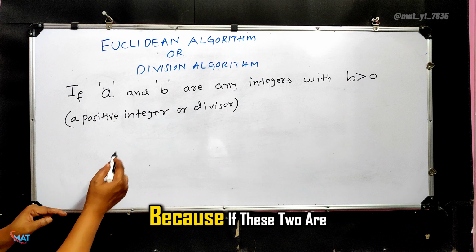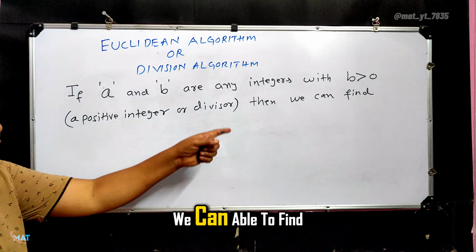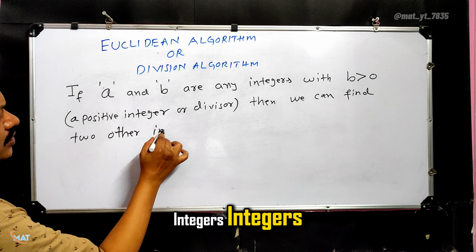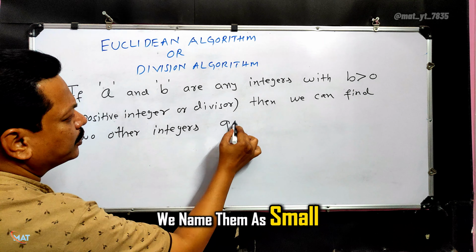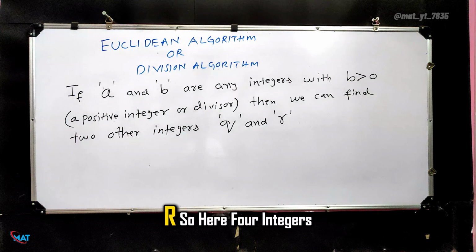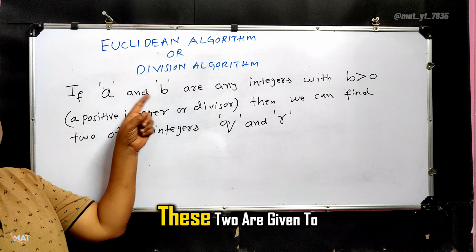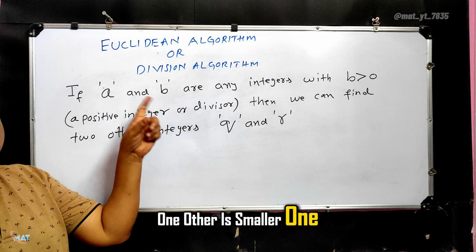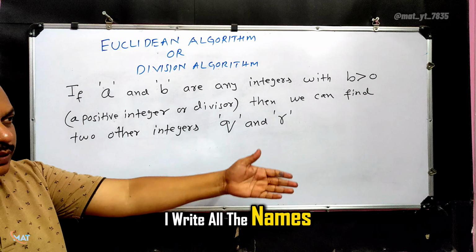If these two are given to you, then we can find two other integers, only integers we are playing with here. We name them small q, just like A and B here, and one more integer R. So here four integers are available to you. A and B are given to you in the beginning, one bigger and the other smaller. The smaller one is called the divisor, the bigger one is called the dividend. I write all the names separately.